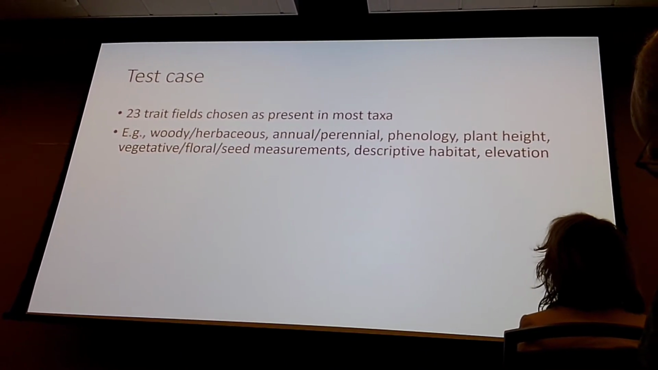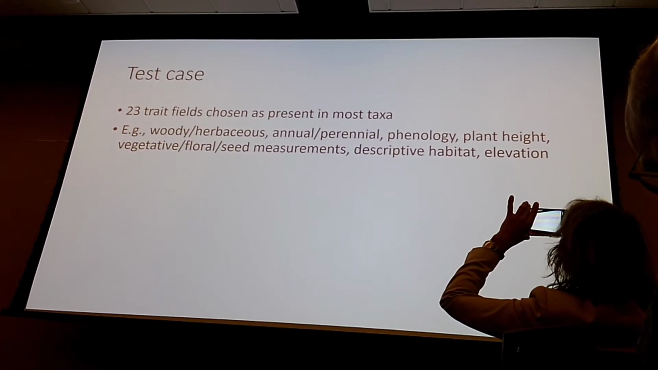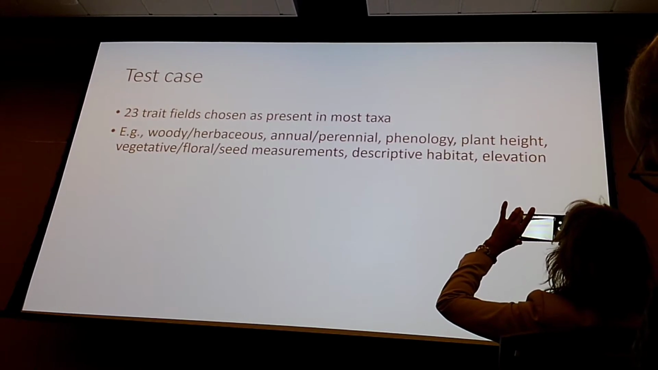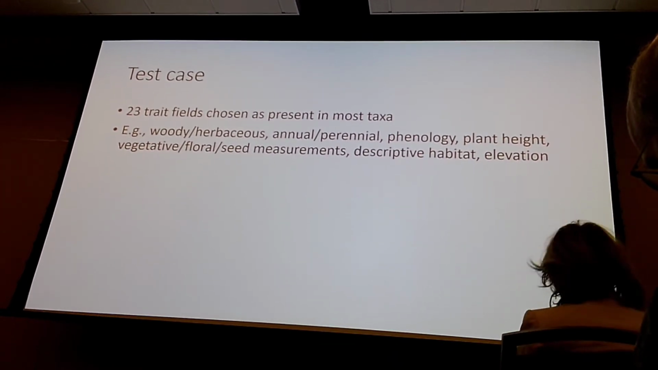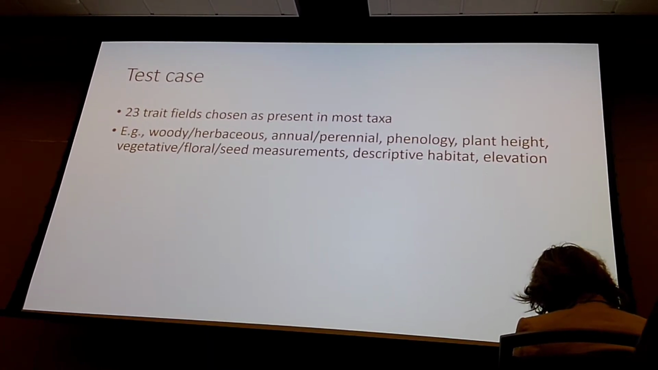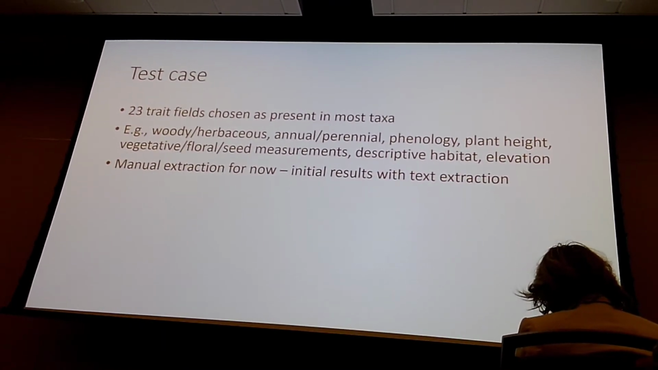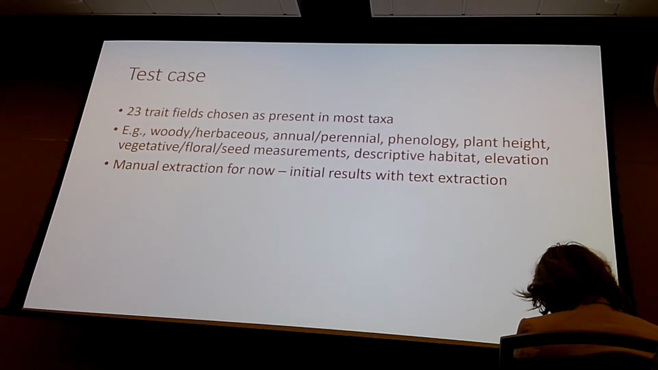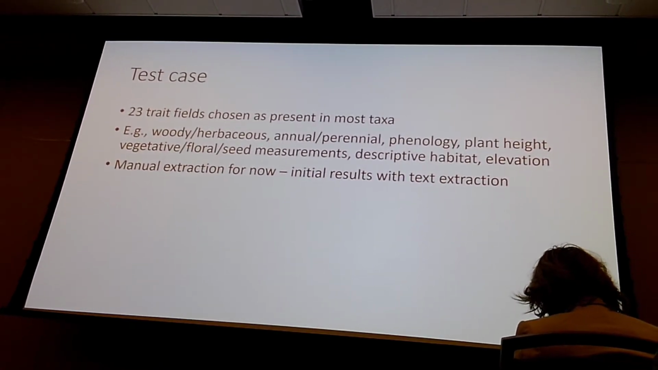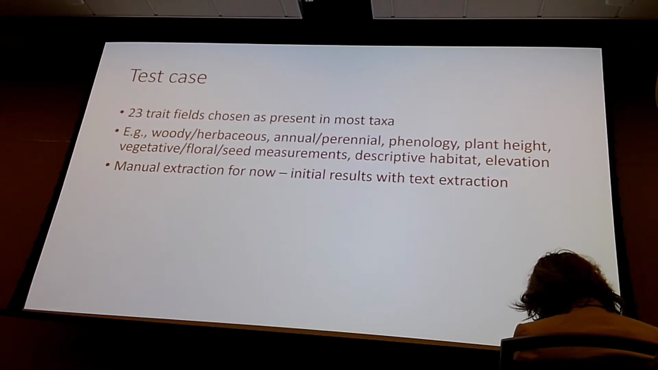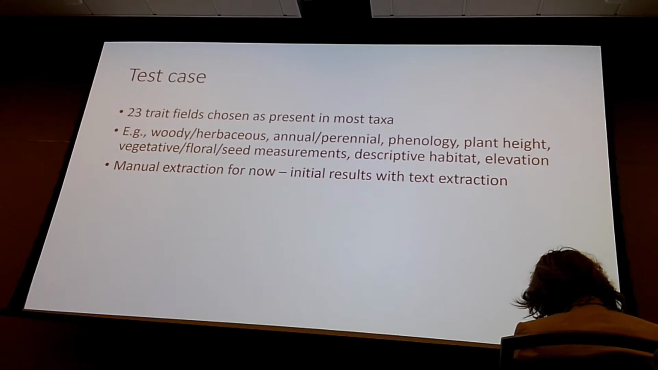And so these traits include things like, are they woody or herbaceous, something about lifespan, reproductive phenology, plant height, dimensions of a bunch of plant traits, descriptive habitat and elevation that we could combine with niche data. We've mostly been doing manual extraction for now, other than extraction of taxonomic data. And so we do plan eventually to compare this with some results from text extraction of traits, but now we have a really high quality manually assembled data set that we could compare that with.